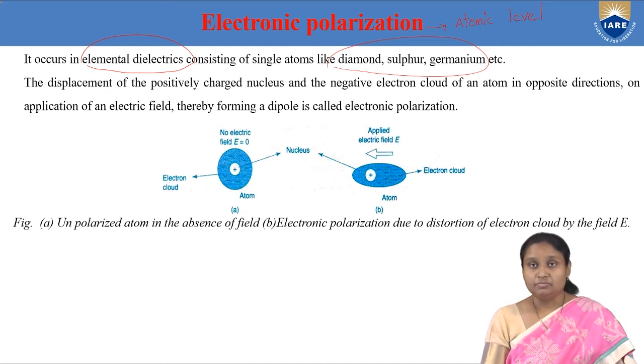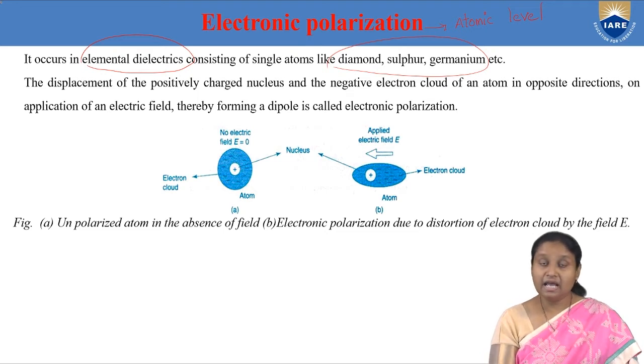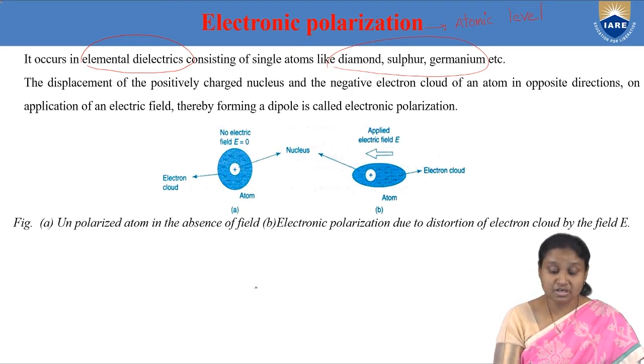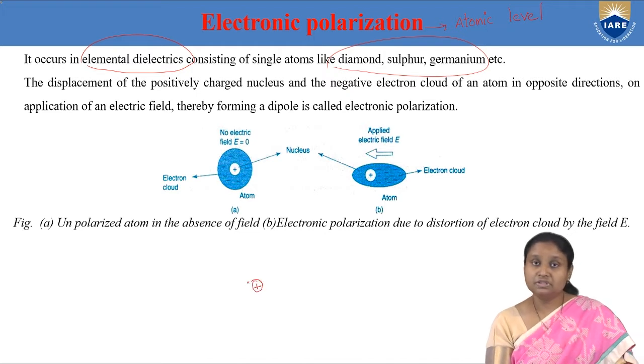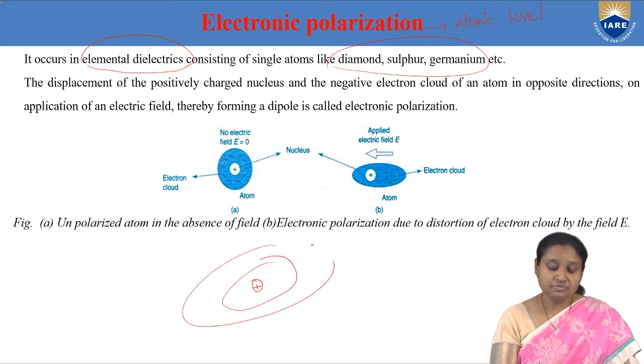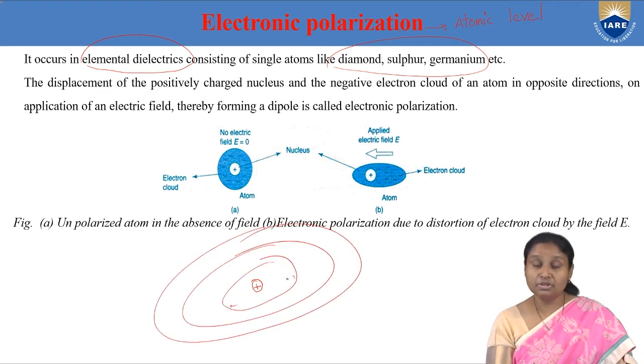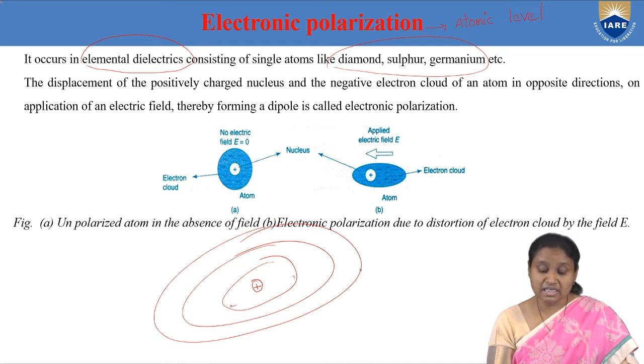Now, if we take an atom, generally we have a positively charged nucleus, and of course there are electrons distributed in various orbits around this positively charged nucleus. We assume an atom to be spherical in nature. The electrons distributed in various orbits are taken as a spherical electron cloud.